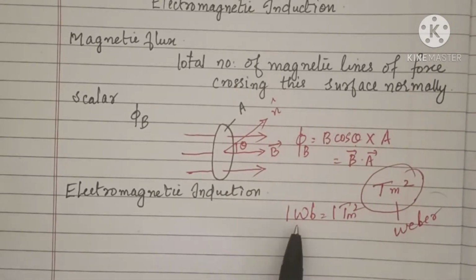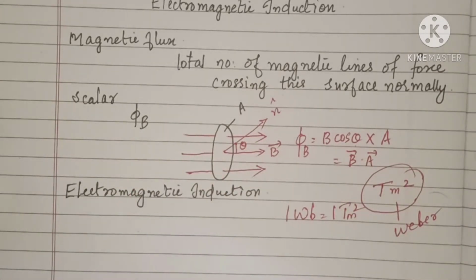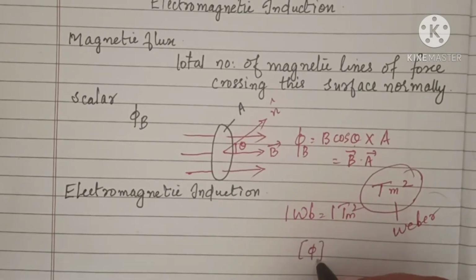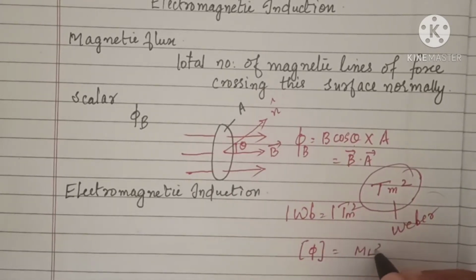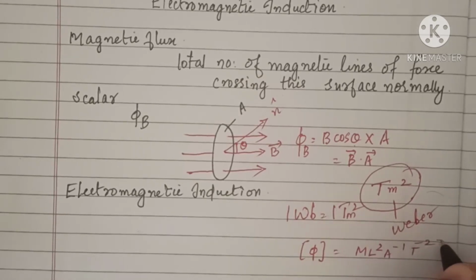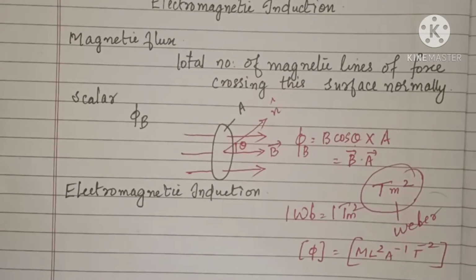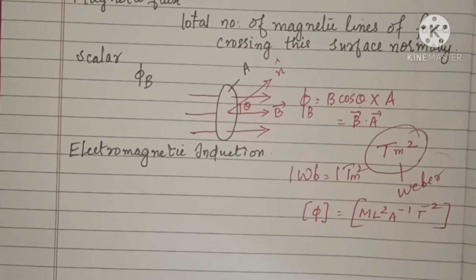Weber is the unit of magnetic flux. 1 Weber is equal to 1 Tesla meter square. Clear? So dimension also you can find for magnetic flux. You know the dimensions for magnetic field as well as the area, so you can directly find the dimension, and the dimension for flux is M L squared A raised to minus 1 T raised to minus 2. Clear? So now we will move to electromagnetic induction.